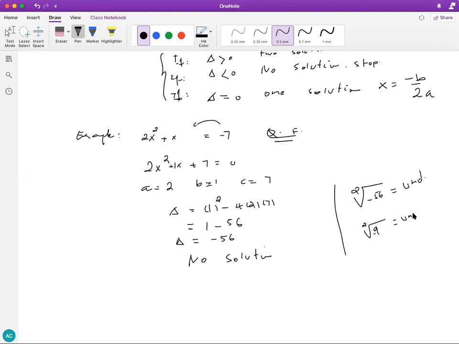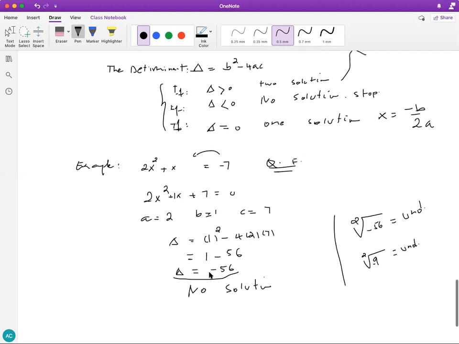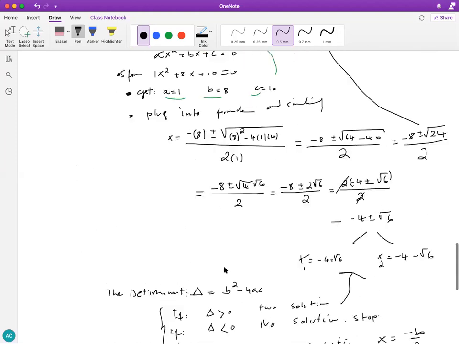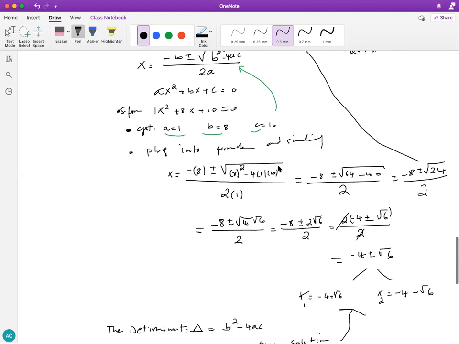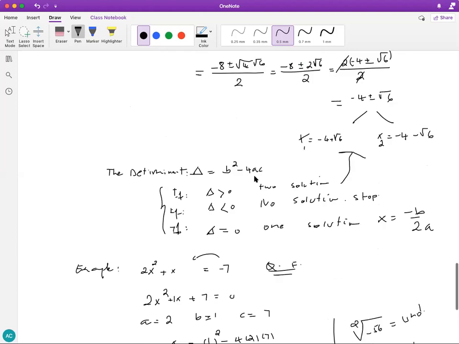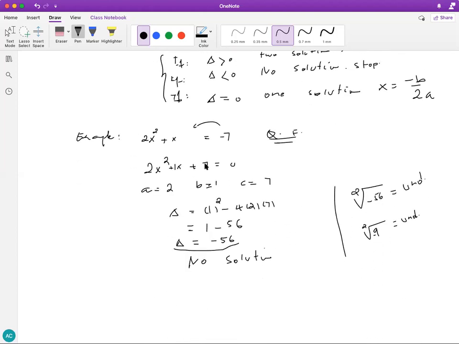This is undefined. And that's the reason why when we get to this point, this is not a real number. Radical -56. If you put a -56 under the radical here, this is delta. We don't know how to deal with that in real numbers. Maybe with complex numbers we can find ways, but with real numbers, that's undefined. So you stop here. That's why we try this first.